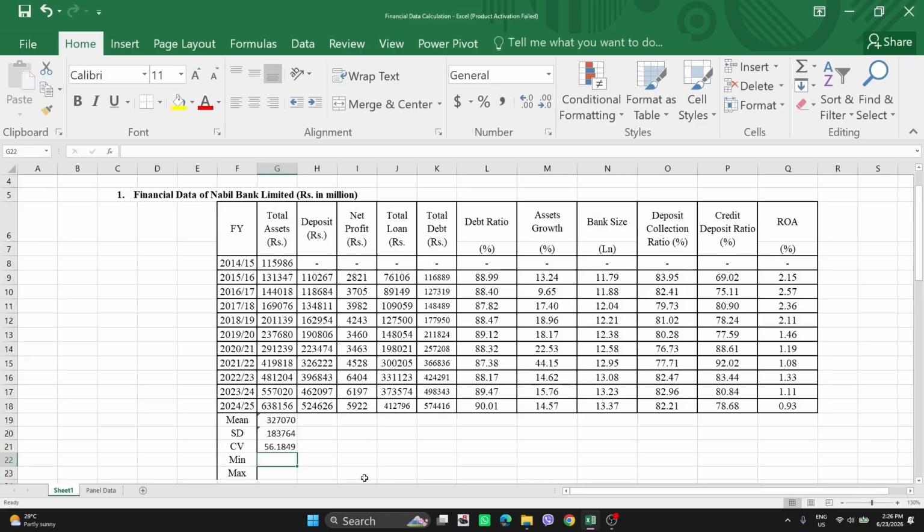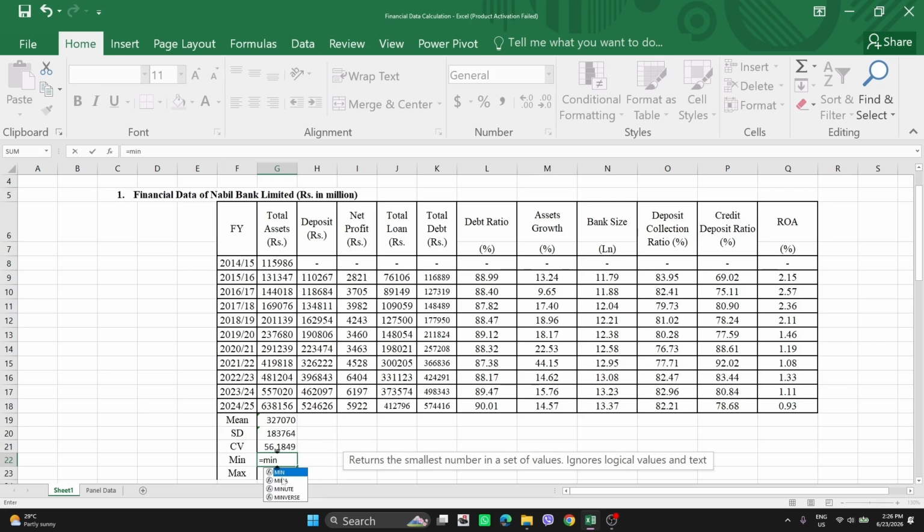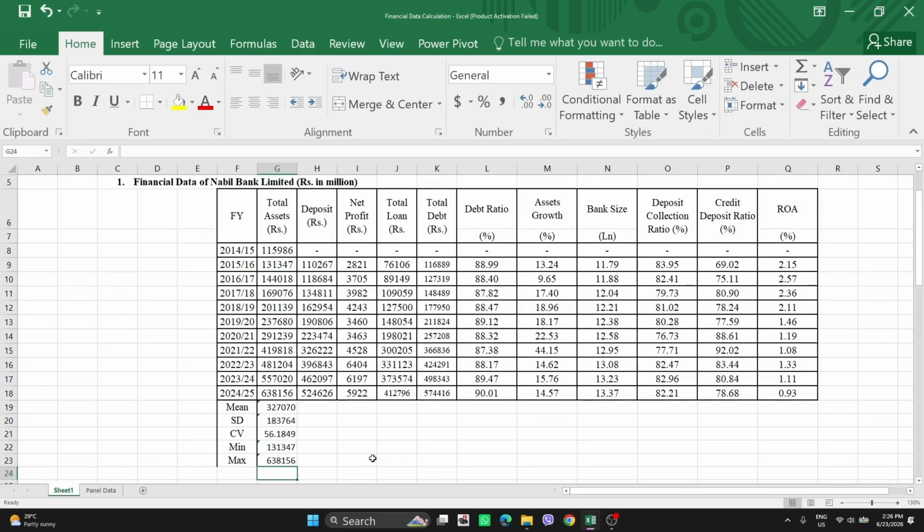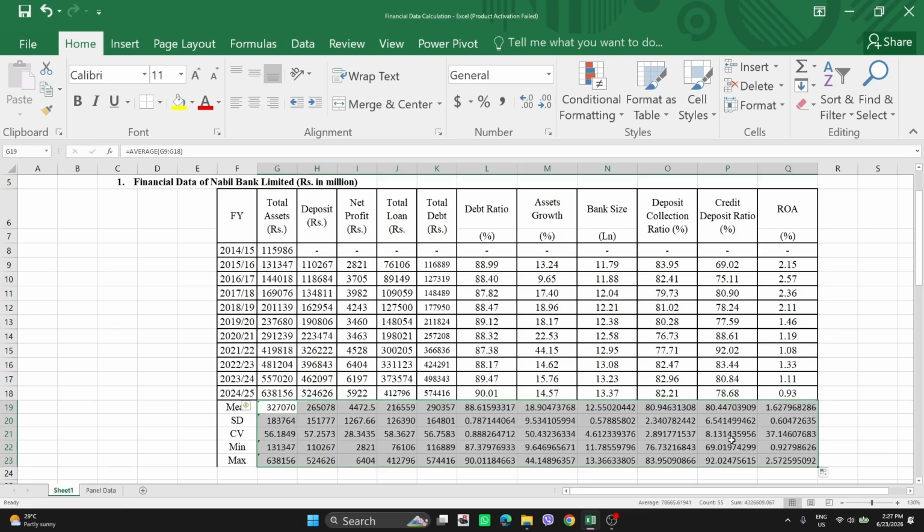For the minimum value, type equals MIN, then select the data over the years of total assets. Then we get the minimum value of total assets over the years. In this way, we can also have the maximum value of the data by typing equals max. Then select the max and also select the figure of total assets over the years. Then we get the maximum value of total assets. So after selecting the cells of statistical tools where we initiated the formula, then drag the cursor up to the return on assets, we can have statistical data for all the variables over the years.